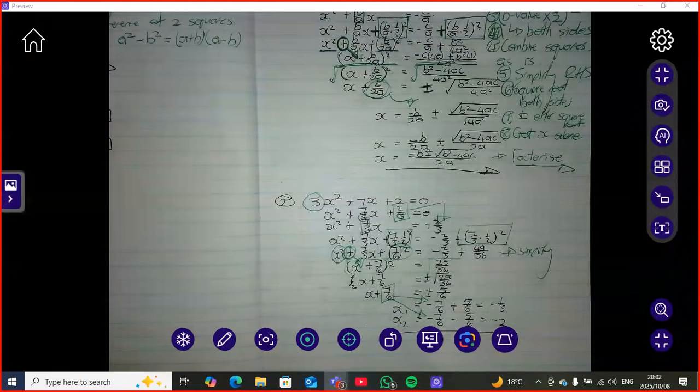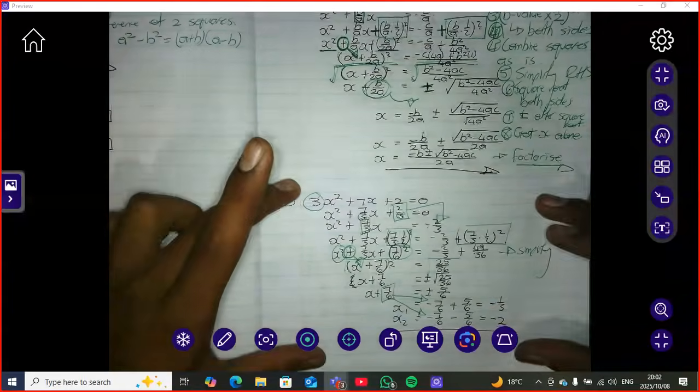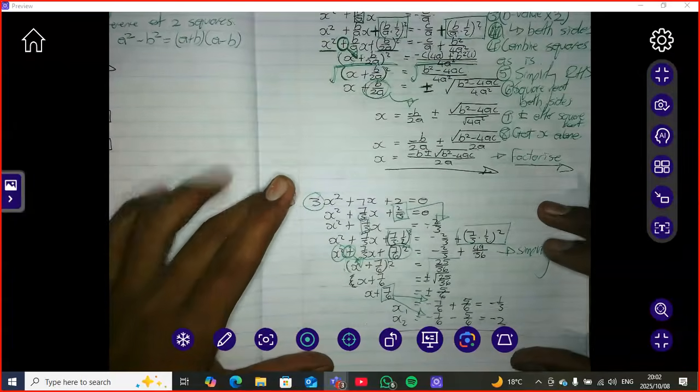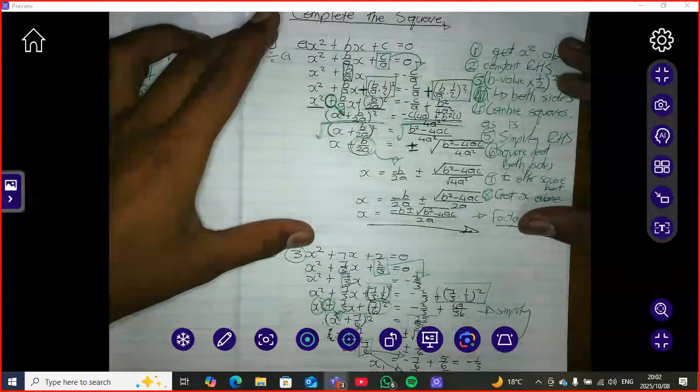So the guy that said he's only gonna do questions that give him the most marks, here are your marks right here. The steps never change, even if it's letters. It's the exact same steps.